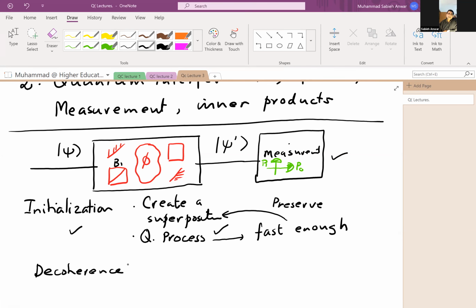It's an undesired measurement. The environment is interacting with your system of interest, and it continuously collapses the interferences and the superpositions and any entanglement that you have. And we're going to talk about entanglement later in this course. So this is the general scheme of a quantum computation, and this is what we've covered so far. And we're going to build upon this idea today.